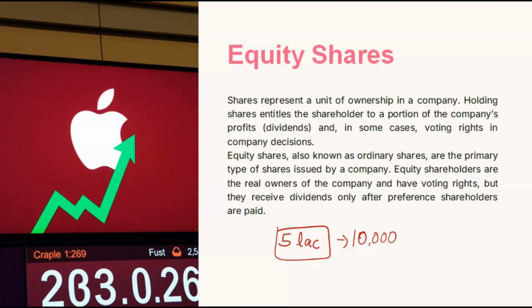Suppose you have distributed this money, 10,000 shares at the rate of 50 rupees each. Okay, that means one share is of 50 rupees. For purchasing one part, a person has to give just 50 rupees, and a person can purchase as many parts as he wants to.